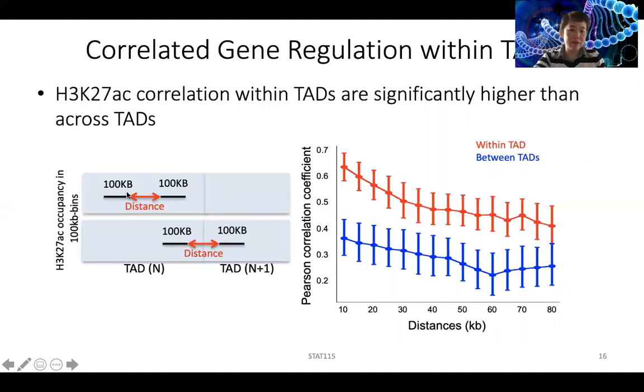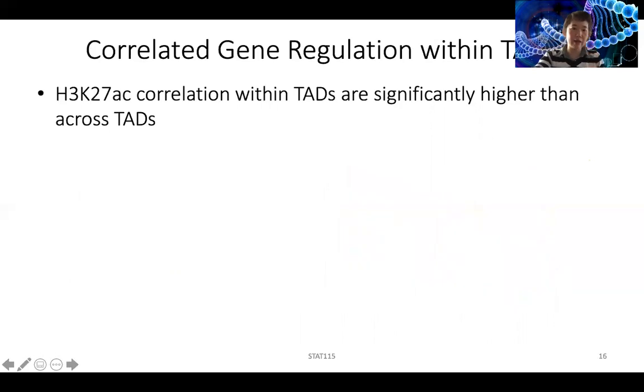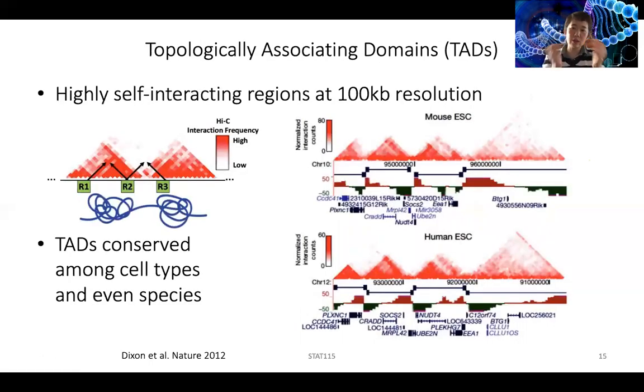So the left and the right side, even though they are the same, for example, if two things are 50 kb away, but they are in the same TAD, their K27 acetylation signals are still more correlated. But if they are the same 50 kb away, but cross two different TADs, their K27 acetylation signals are much, much lower, suggesting again that things within the TAD have more interaction with each other, and the genes within the TAD are usually more likely to be correlated. So in some sense, it's like a little module where things can be regulated together.